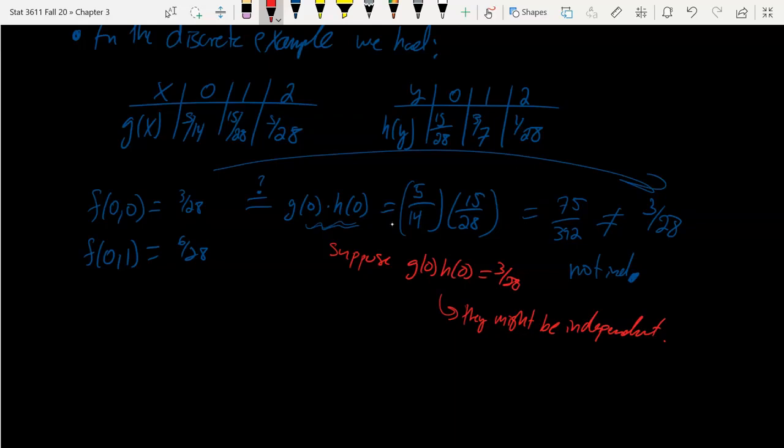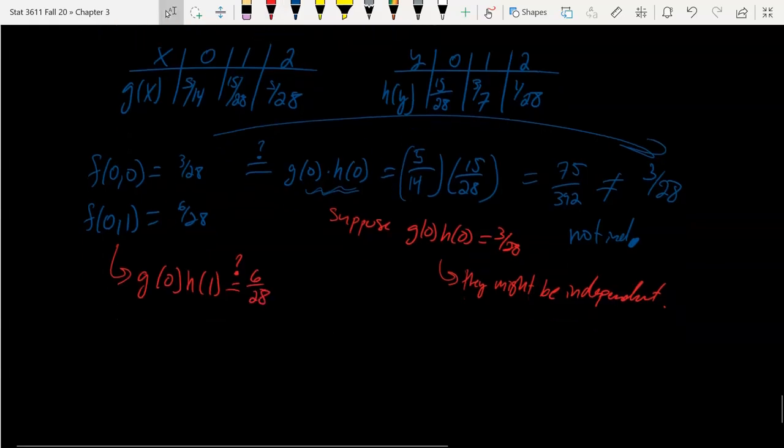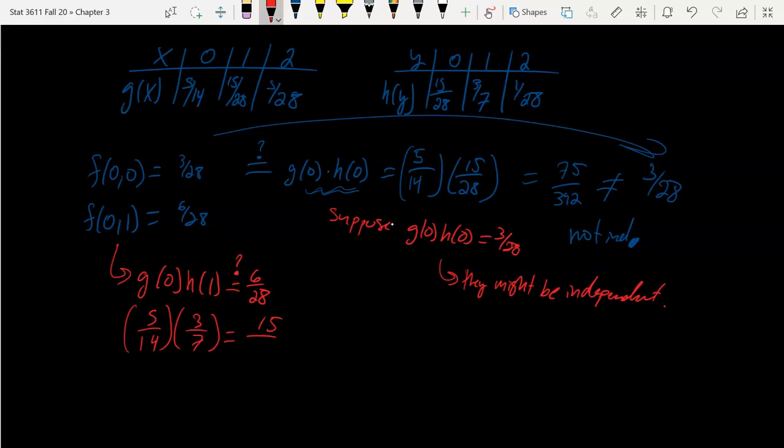And so that's why I grabbed another one, f of 0, 1, and I could check this and say, is g of 0 times h of 1 equal to 6/28, right? And I would do that. Well, what's g of 0? That is 5/14. And what is h of 1 equal to? That is 3/7. So this, 3 times 5 is 15. 7 times 14 is 98. 15/98 is not equal to 6/28.